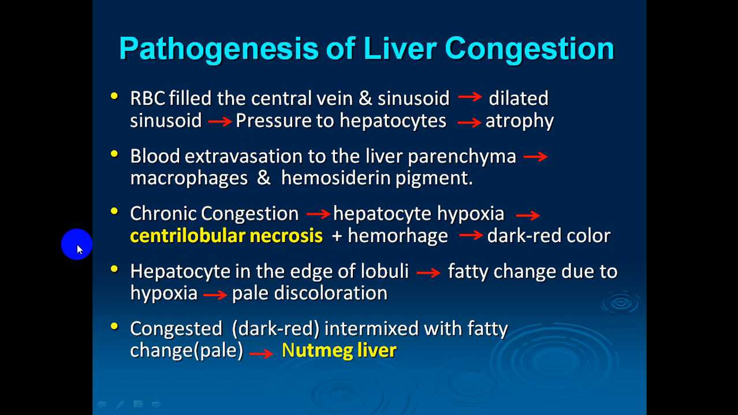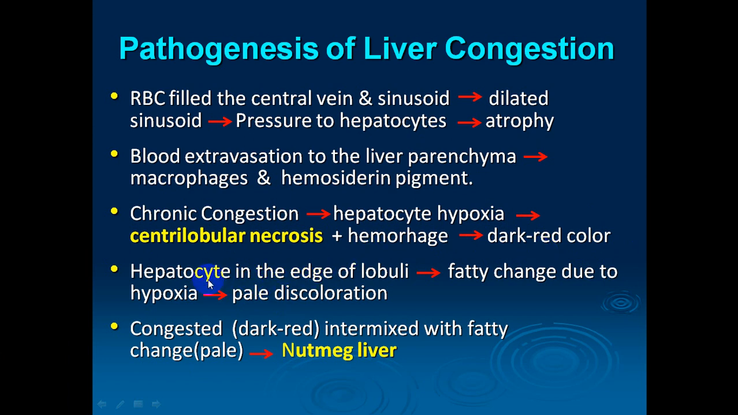So low oxygen conditions, or hypoxia, will make the liver cells around the central veins die easily. We call it centrilobular necrosis because those cells around the central vein of the liver are really susceptible to decreased concentrations of oxygen, or hypoxia. This can also cause hemorrhages, and the liver will be dark red in color.